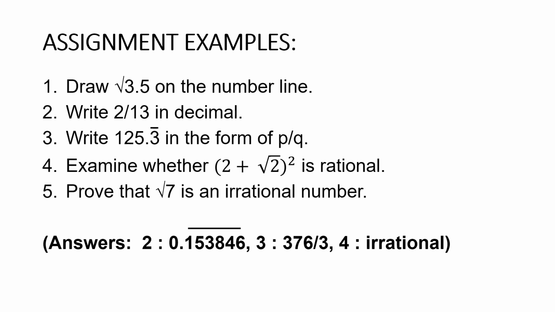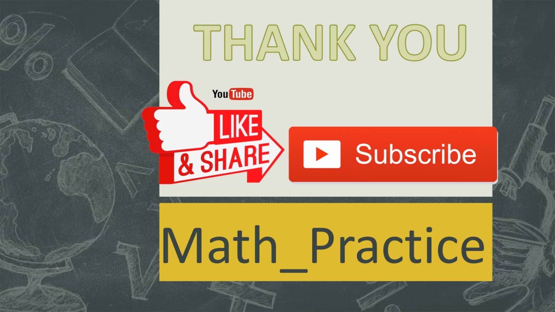Draw root of 3.5 on the number line. Write 2 by 13 in decimal form. The answer is 0.153846 bar. Write 125.3 bar in the form of p by q. The answer is 376 by 3. Examine whether 2 plus root 2 whole square is rational. It is irrational. Prove that root 7 is an irrational number. We have covered different types of examples in number systems.